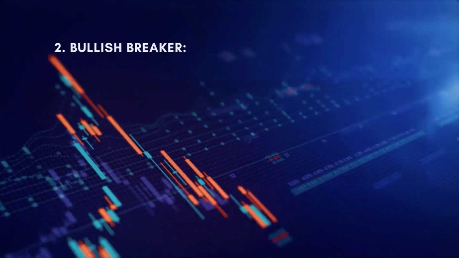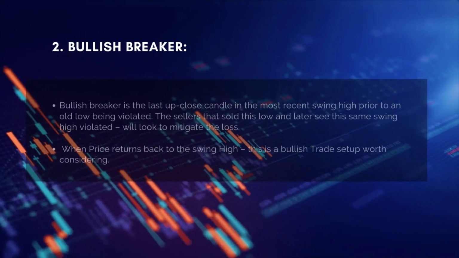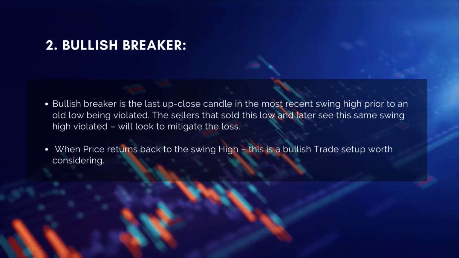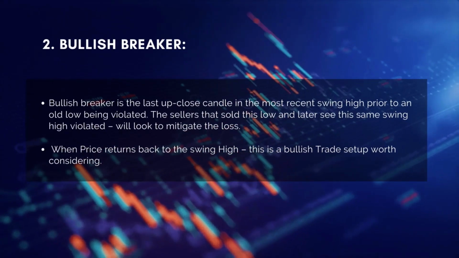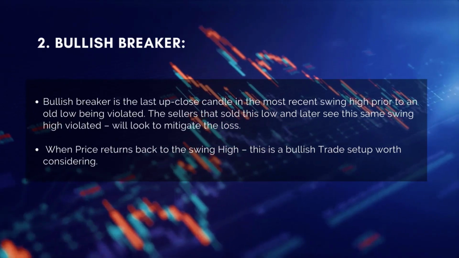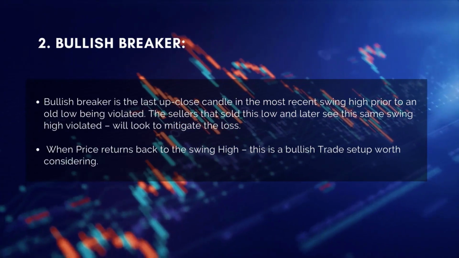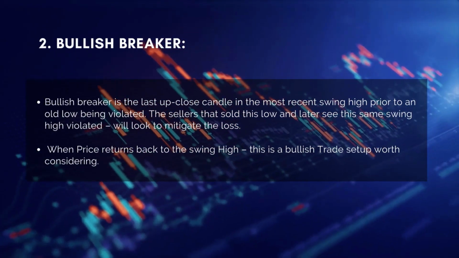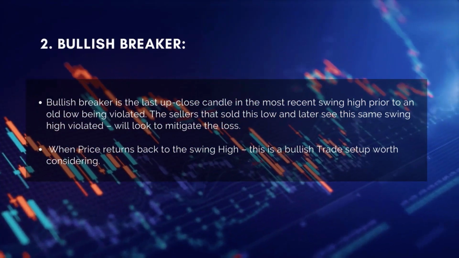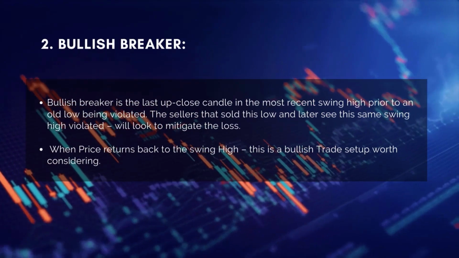Let's move on now to the bullish breaker. So a bullish breaker is the last up close candle in the most recent swing high prior to an old low being violated. The sellers that sold this low and later see this same swing high violated will look to mitigate the loss. When price returns to the swing high, this is a bullish trade setup worth considering.